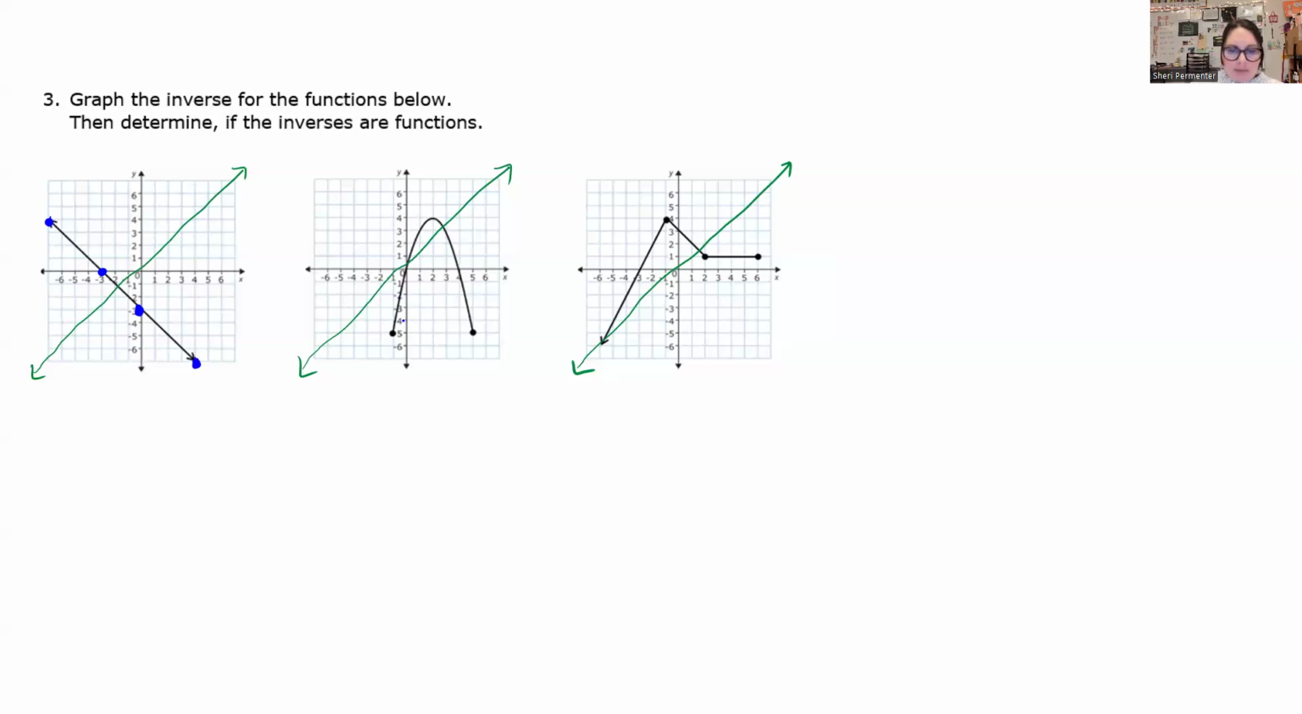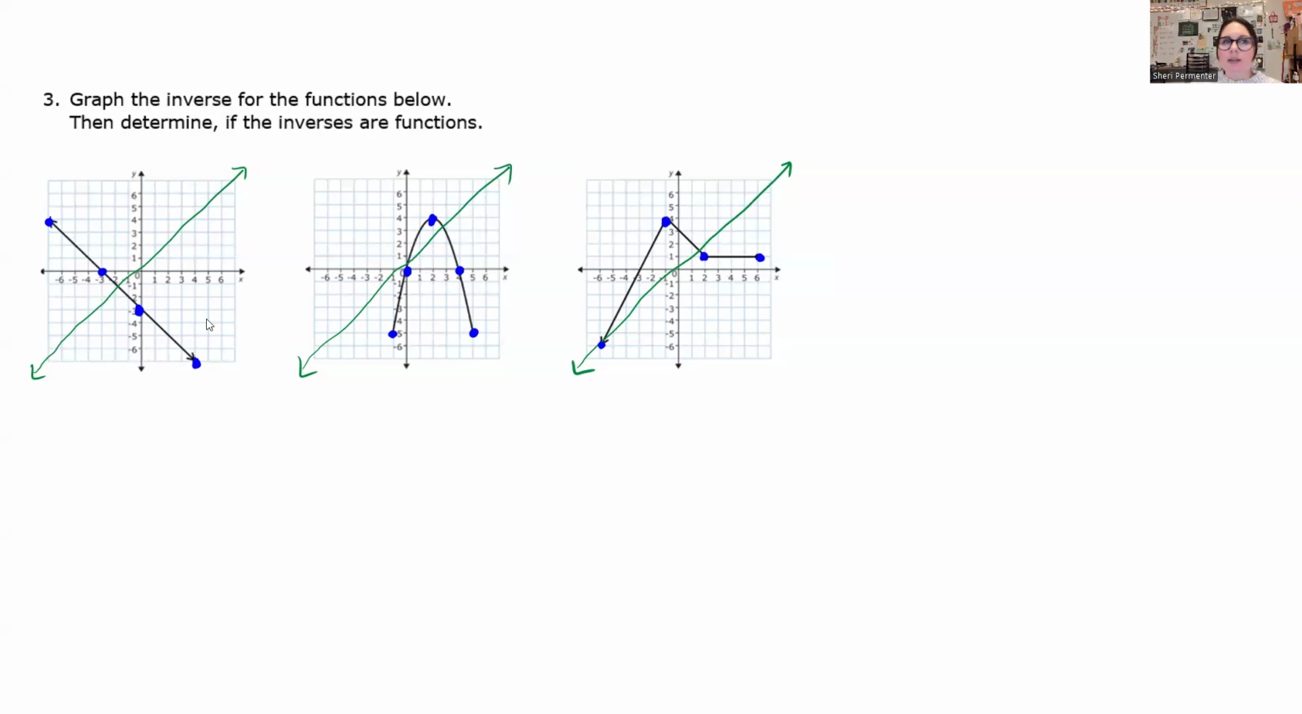My second function, I'm definitely going to have the beginning and the end. The intercepts are good, but I'm also going to get that maximum point. I need to have enough points on my graph that I can trace the shape. I don't have to have every single point, but 4 or 5 is usually good. And for my last, I'm going to have the beginning and the end. I think that the points that are shown would be good.